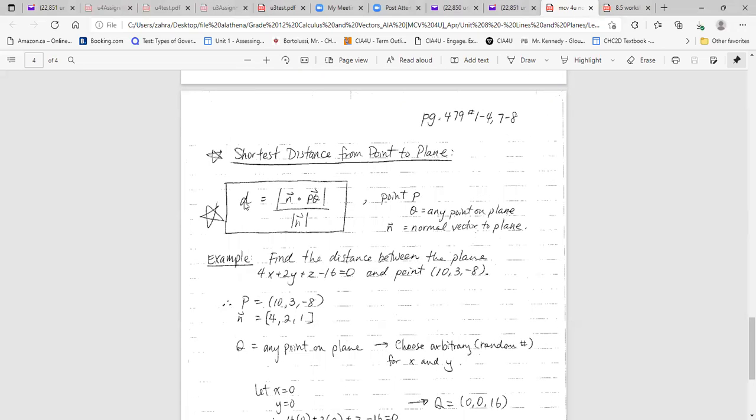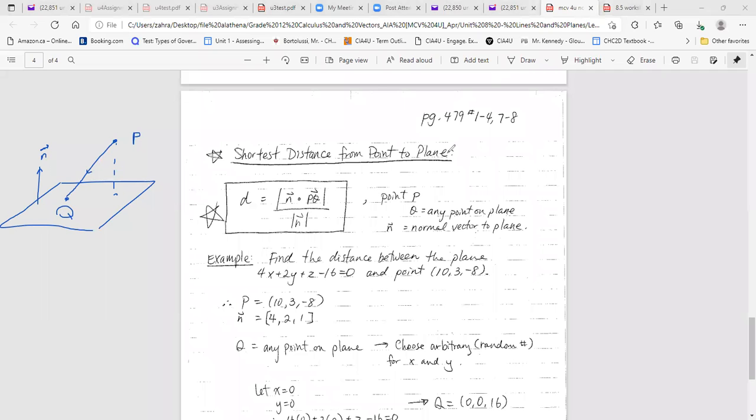Here is the formula if you want to find the distance between a point and a plane. So here is the plane that you have, and P is a point. You want to find the distance between the point and the plane. Of course, the distance is going to be the perpendicular distance. So you need a Q, any point on your plane, and you know the N is a perpendicular vector to the plane. So you find the vector PQ, dot product that with N, and divide by the magnitude of N.